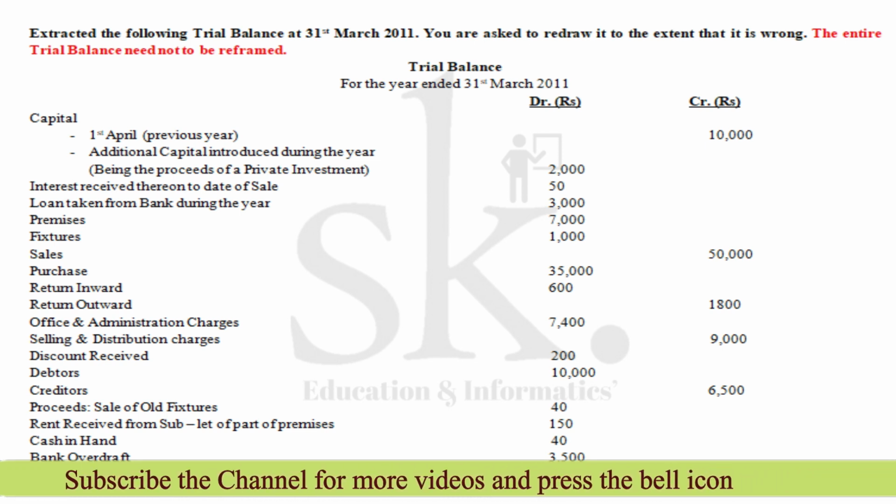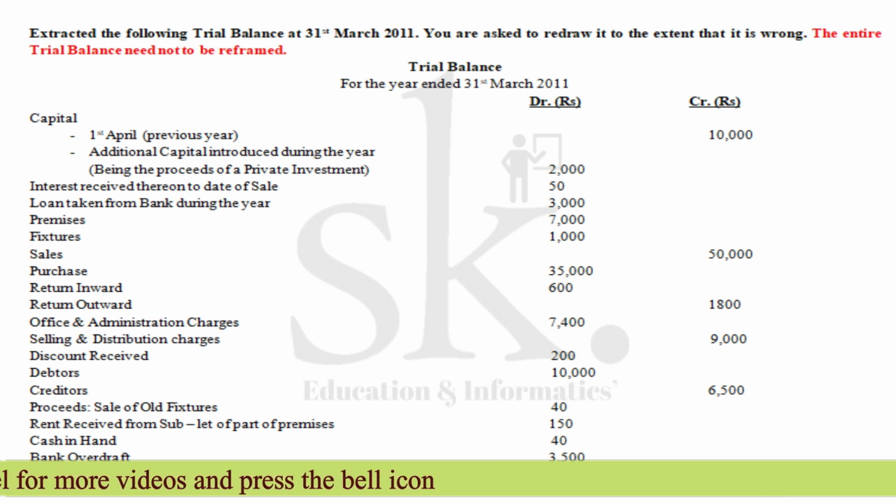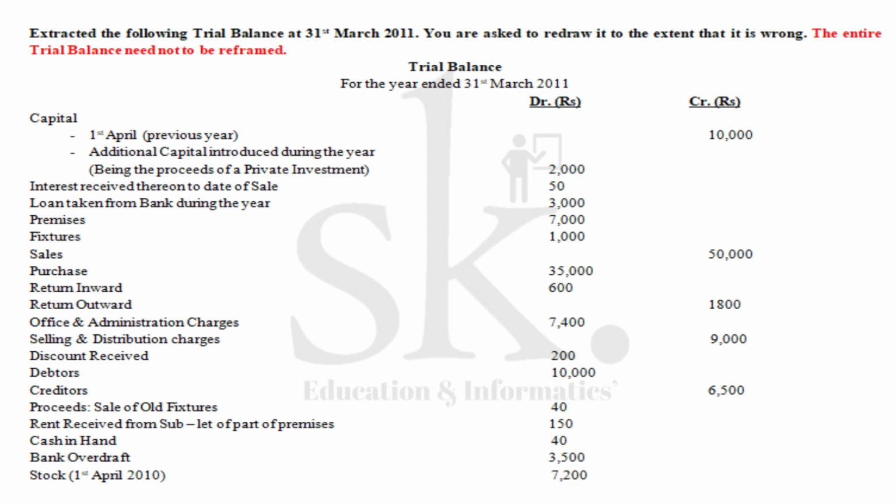What have you been asked? You have only been asked to correct the wrong ledger posting which has been done either on the debit or the credit column. So if we only correct the ledger account balances which have been wrongly posted, then because of insufficient information my trial balance will not tally. Because you are asked to redraw it to the extent that is wrong, correct ledger account balances will not come in my solution. Then how am I going to make my trial balance tally?